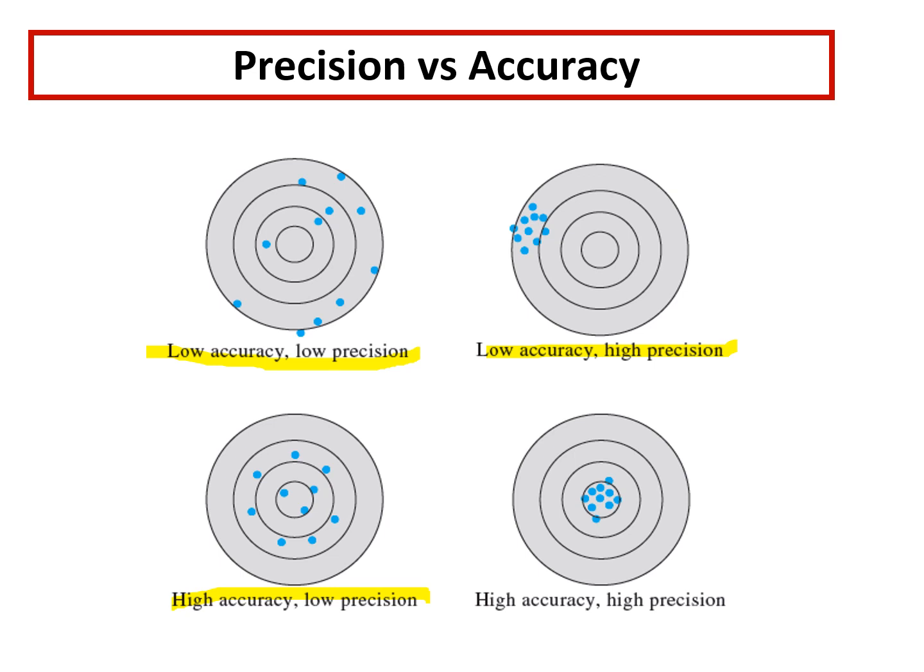Of course, the last example is considered the ideal result. The results have very high accuracy, all of the measurements are very close to the center, and relative to each other, we can say that the results have very high precision.